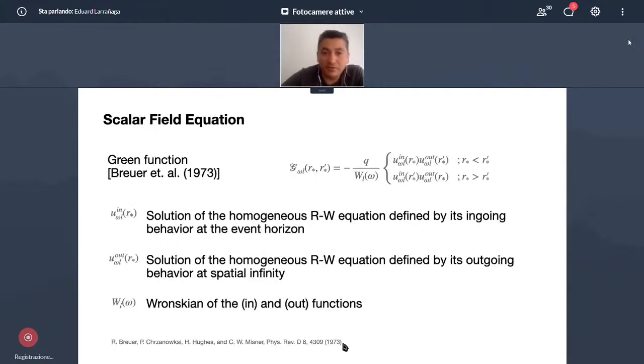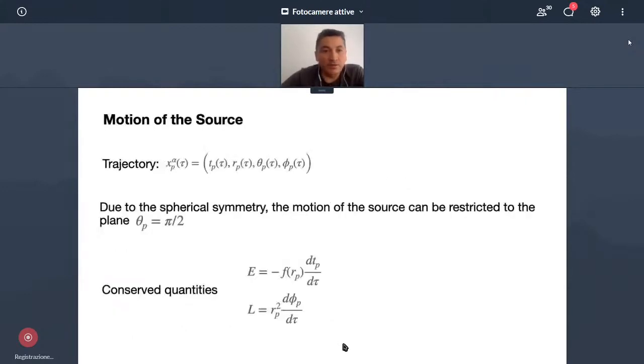As the product of two linearly independent functions, U in, which is a solution defined by its ingoing behavior at the event horizon, and U out, which is defined by its outgoing behavior at spatial infinity. Now we will consider the motion of the point particle, which defines the source. The equations of motion are easily obtained from the action presented before.